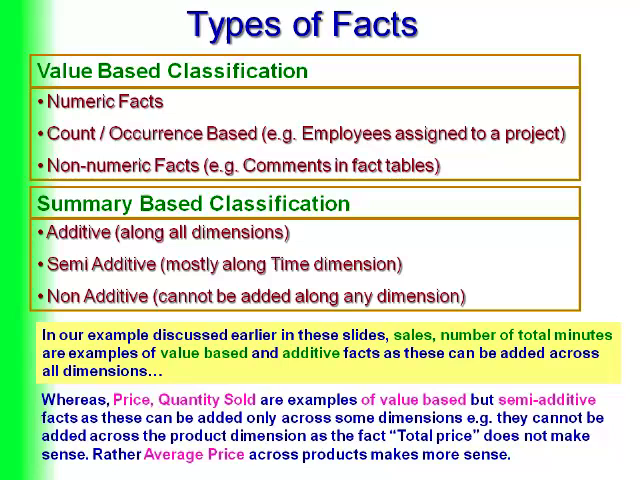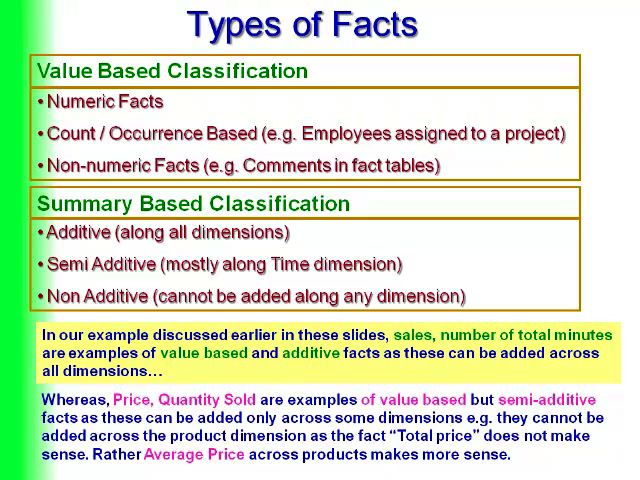We now discuss what are the different types of facts. The facts are classified either as value-based facts or summary-based facts. Numeric facts, count or occurrence-based facts, or non-numeric facts belong to the category of value-based facts. For example, employees assigned to a project is a count. How many employees you have assigned to a project? It's a count. Comments in a fact table is a non-numeric fact. Whereas additive, semi-additive, non-additive facts belong to the category of summary-based classification.